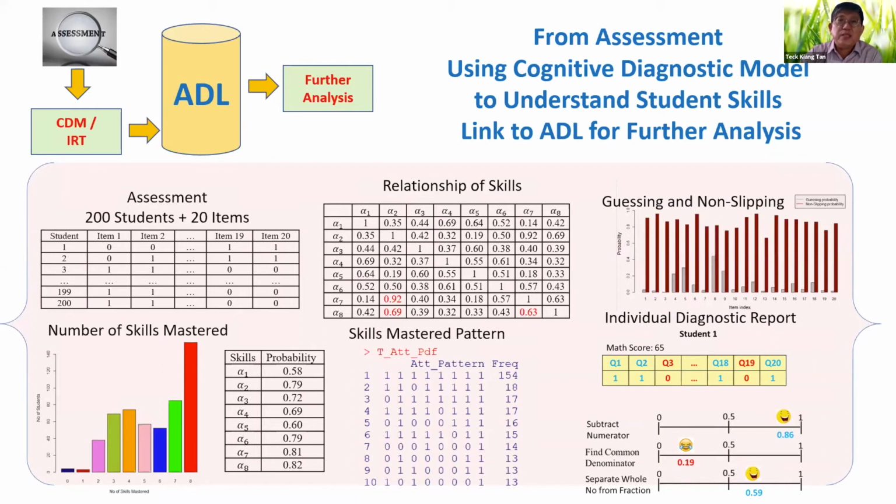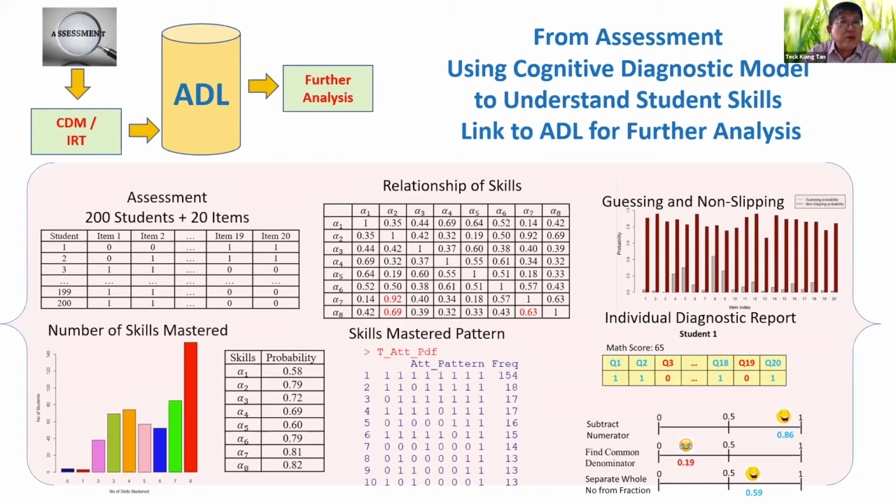Just to briefly describe what cognitive diagnostic models are. First, the instructor will, let's say, select 200 students, and then set up a 20-item assessment. After carrying out this assessment, we are able to identify the skills the students learned, whether they mastered the skill. That is to say, the 20 items are designed to test the students on 8 skills, represented by alpha 1 to alpha 8 here.